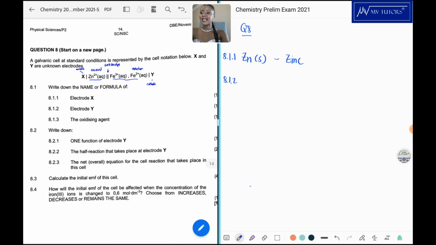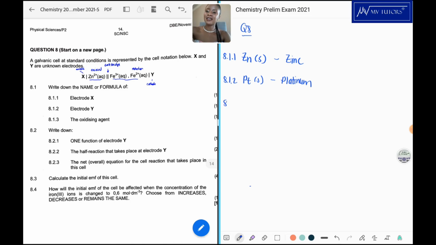8.1.2, electrode Y. So we know we have that solution there of iron 3 plus, and when the electrons are headed to the cathode side, we know that we have iron 3 plus going to iron 2 plus. Your cathode in most cases in your galvanic cell that you would use would be platinum. So I would say Pt, or just plainly platinum.